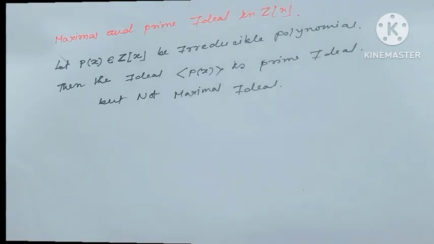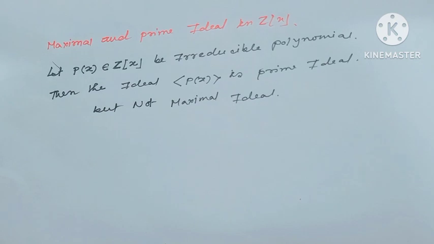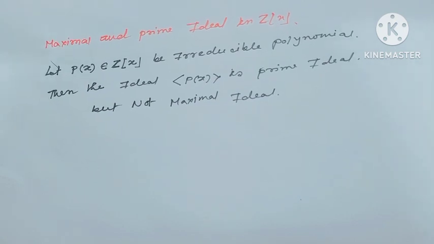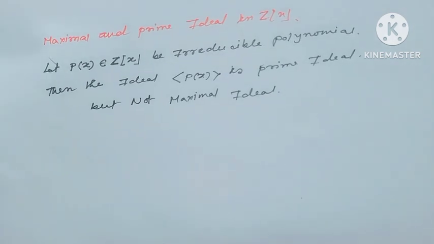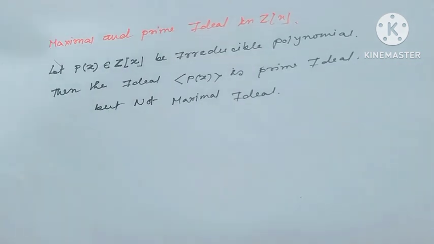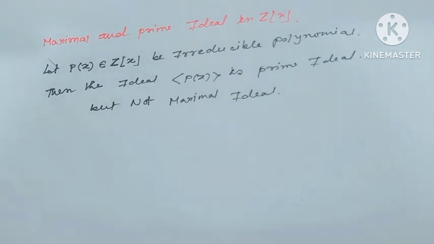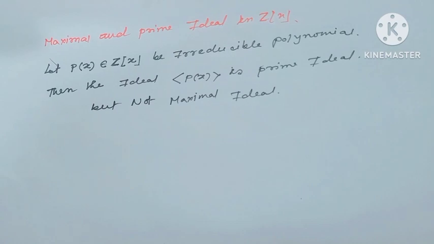Now I will see some maximal and prime ideals in Z[x]. I will see a theorem based on maximal and prime ideals in Z[x]. Let p(x), a member of Z[x], be an irreducible polynomial. Then the ideal generated by p(x) is a prime ideal but not a maximal ideal.